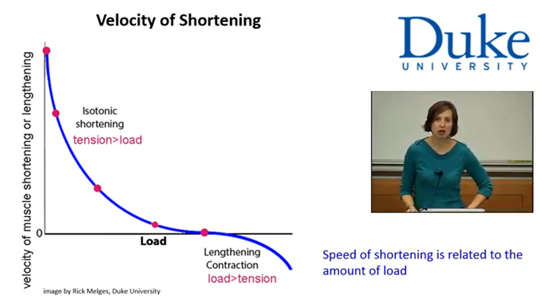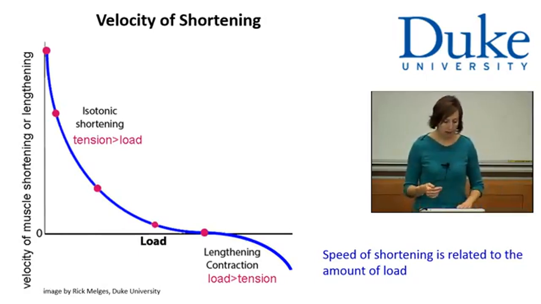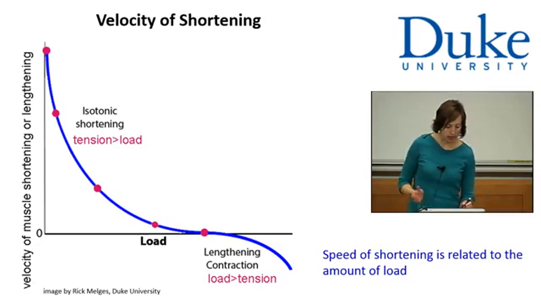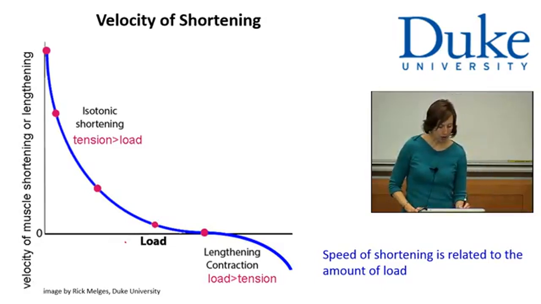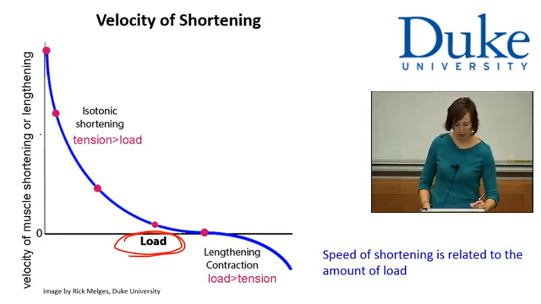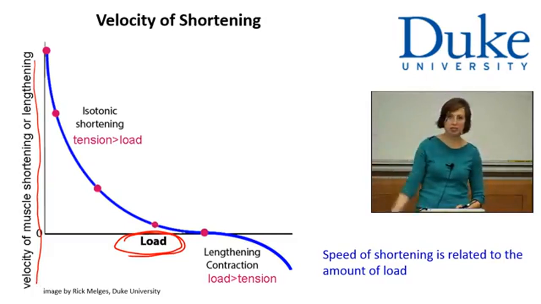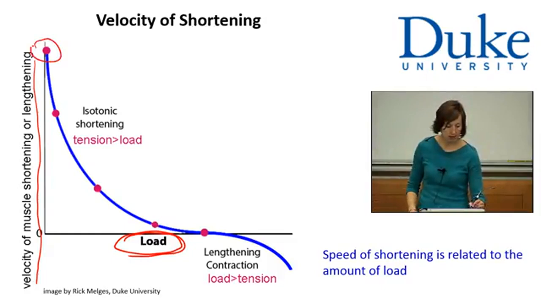We can also talk about the velocity of shortening, where we're looking on this graph at the amount of load. So how large is the load, which is basically like saying how heavy is the load, and then looking at the velocity of muscle shortening or lengthening, where it makes sense when we have zero load, when you're just contracting the muscle, as I am right now, then that's when we're going to have the maximum velocity of shortening. So that would be this point here.